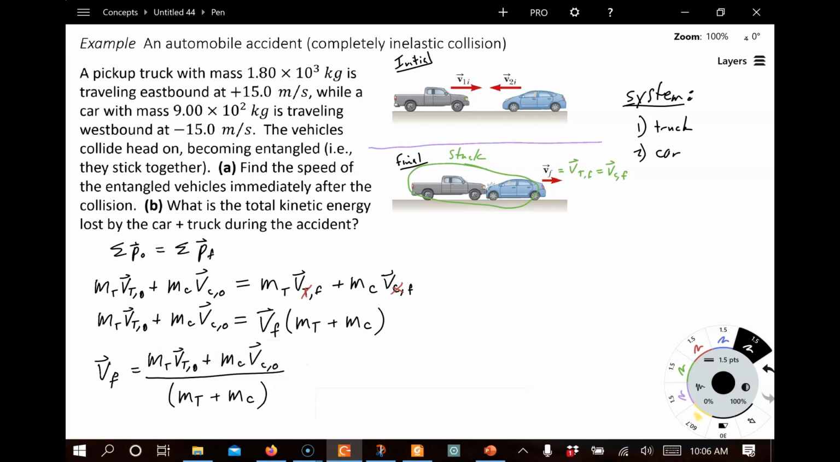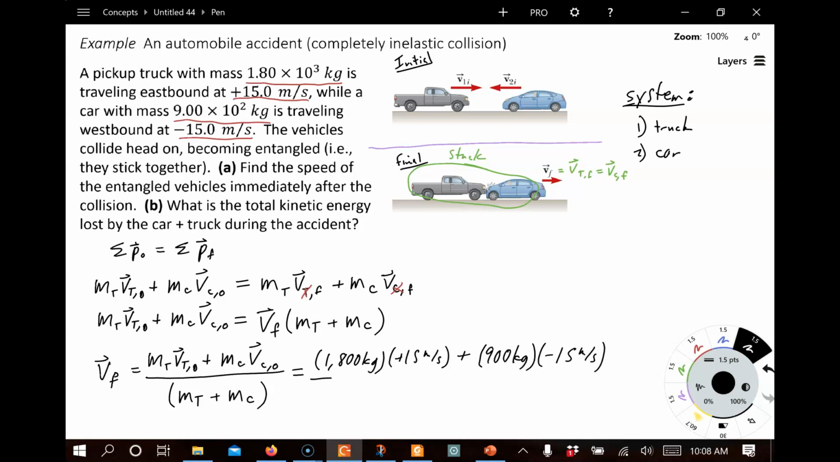And let's go ahead and plug our numbers in here. All of the masses and the initial velocities are given to us in the problem statement: the mass of the truck, mass of the car, initial velocity of the truck, initial velocity of the car. Let's plug those numbers in. So for the truck, we've got 1,800 kilograms mass, and we have an initial velocity of plus 15 meters per second. For the car, we've got 900 kilograms of mass, and we've got an initial velocity of negative 15 meters per second.